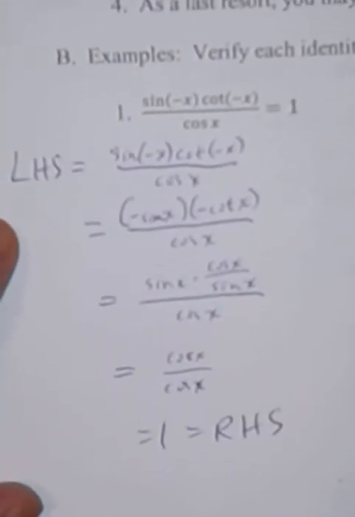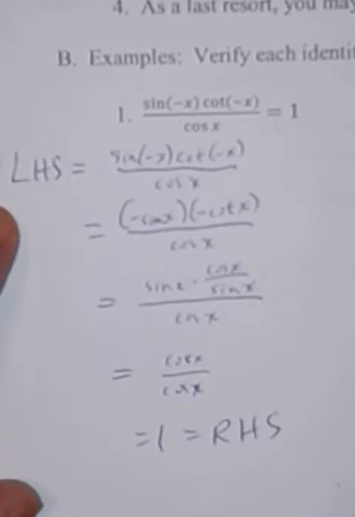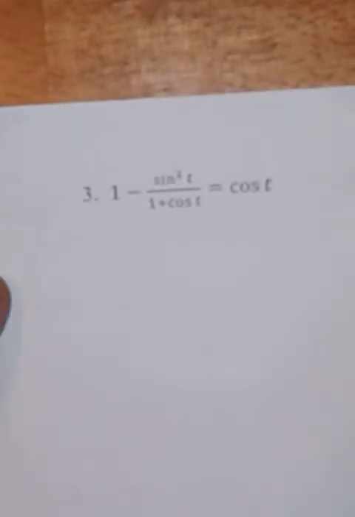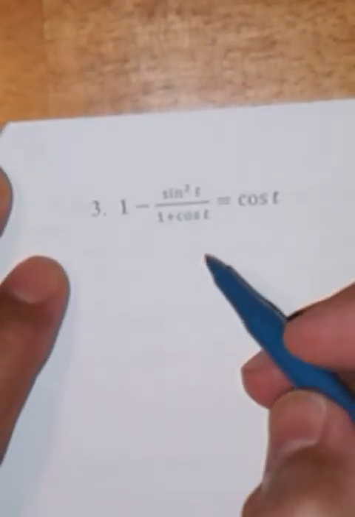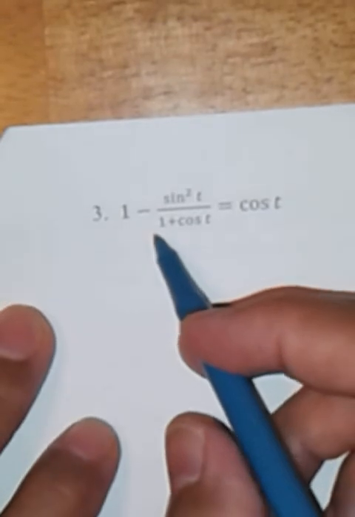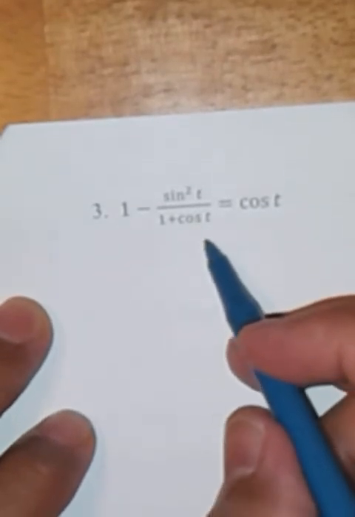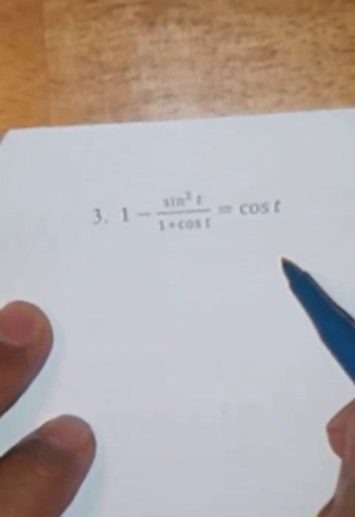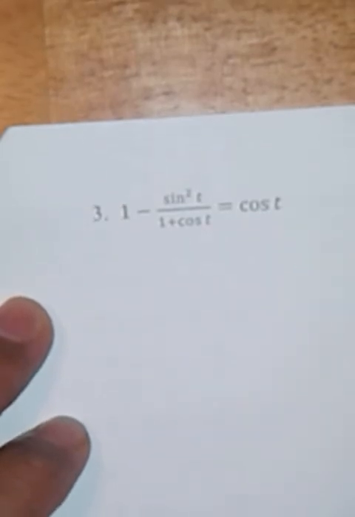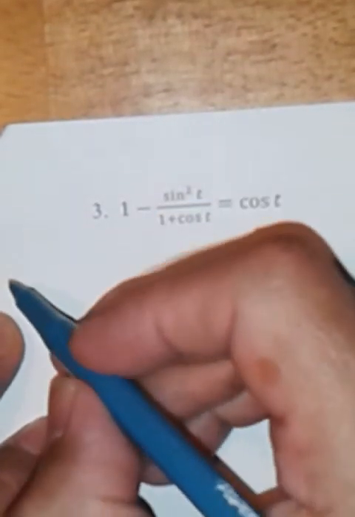Notice I start by saying left-hand side is where I'm starting, and I finish by stating that I have gotten to the right-hand side, the 1. All right, that was number 1. Skip number 2 for class. Number 3 says verify the following: 1 minus the fraction sine squared t over 1 plus cosine t equals cosine t. Again, obviously the left-hand side is less simplified, so I'll start there.